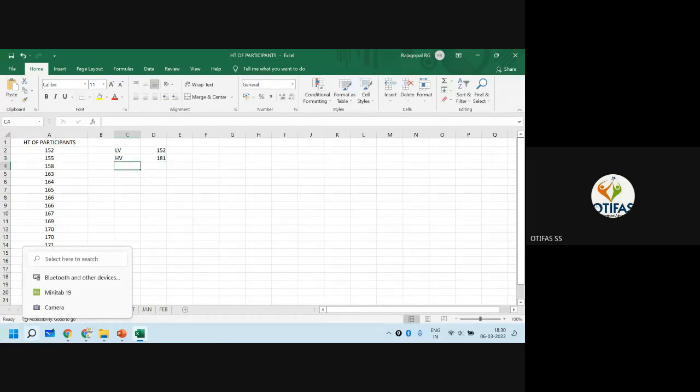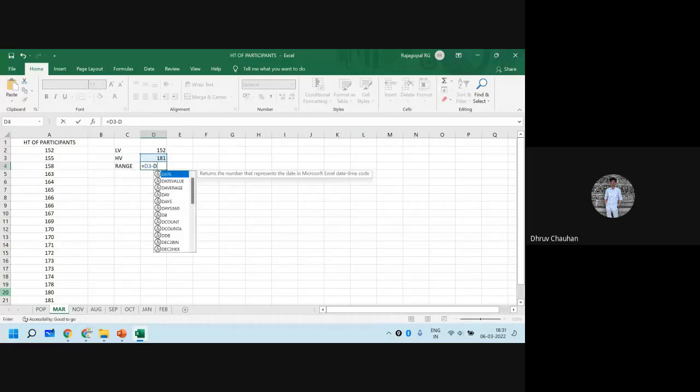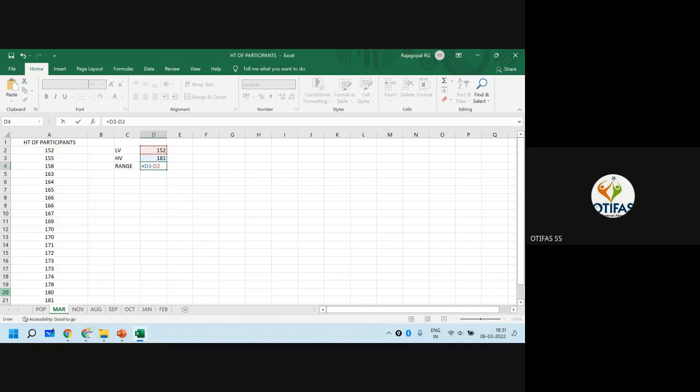And once you get the lowest and highest value, what is the thing you can find out here? Have you heard about range? What is range? Highest minus lowest. 181 minus 152. So highest minus lowest, isn't it? 29. What is the range? So three things, isn't it?